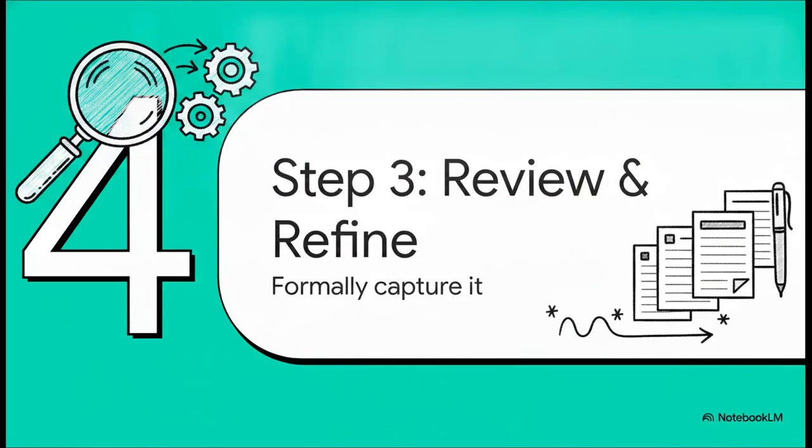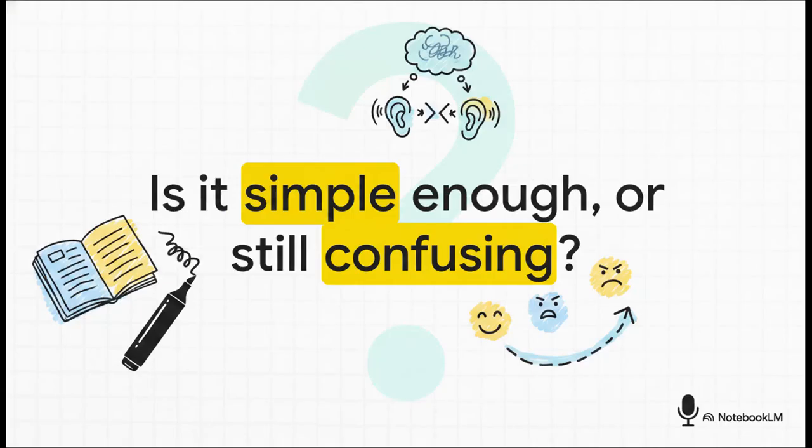Let's see how this builds in section 4. Step 3. Review and refine. Now that you've forced yourself to simplify the idea, you need to formally capture it. Take that child-friendly explanation you just worked out and physically write or type it out. The very act of writing helps with reflection and really deepens the learning process. Plus, it provides another sensory input to help the info stick in your brain.